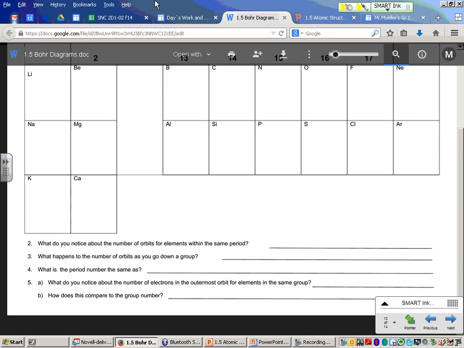All right, let's just notice some of these trends. What do you notice about the number of orbits for the elements in the same period? So if you run across the period, what do you notice about the number of orbits? Yep. It's the same. What happens to the number of orbits as you go down a group? No, look at your orbits as you go from one down to the next, down to the next. What happens to the number of orbits?